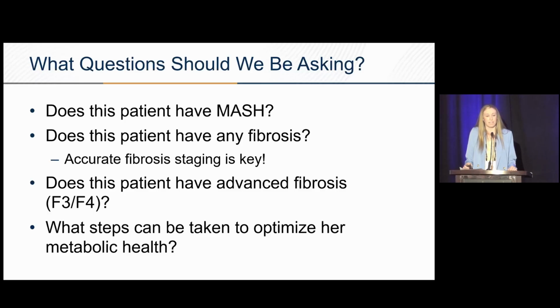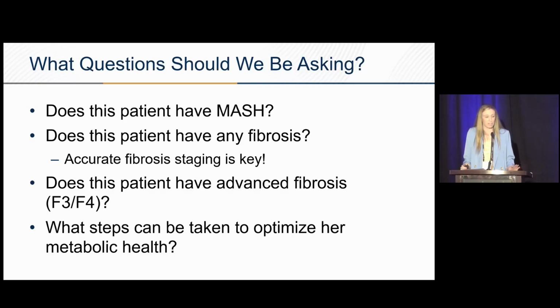What steps can be taken to optimize her metabolic health? As mentioned, her hemoglobin A1C was high, taking her into that diabetes diagnosis. So I would definitely be discussing ways to optimize that. I would talk to her about GLP-1s. We can target both things, get her diabetes under control, and now that it is approved for MASH, we can try to get that as well.